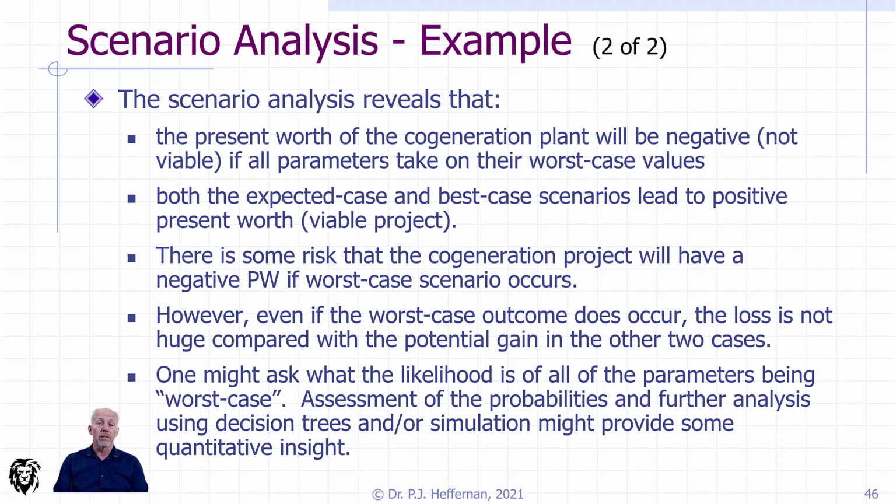Now, however, one thing to note is that even if the worst case scenario outcome does occur, the loss isn't that big. So you're risking, in an extreme case, a small loss versus fairly large positive outcomes for even your most likely and certainly in your most optimistic outcomes. You might ask yourself when you're looking at that worst case scenario, what is the likelihood that all of the parameters are going to be worst case and to the extreme worst case all at the same time to deliver that possible outcome?